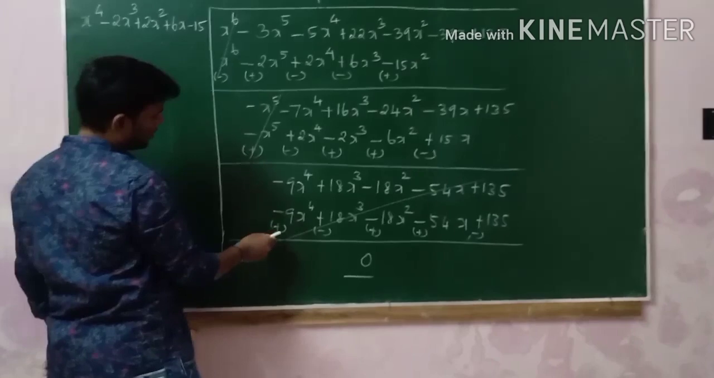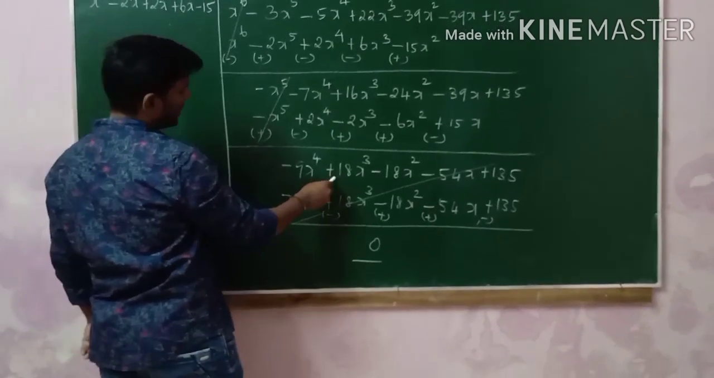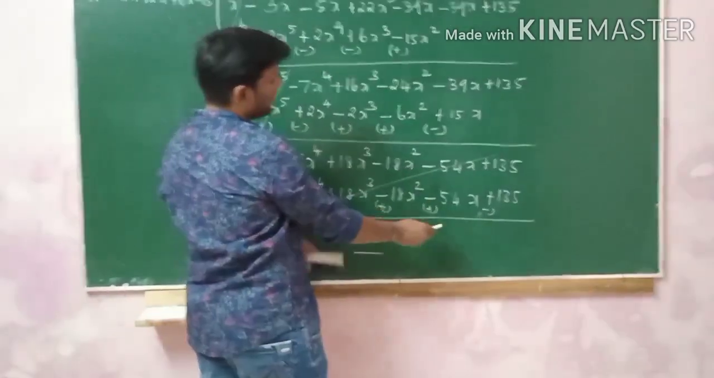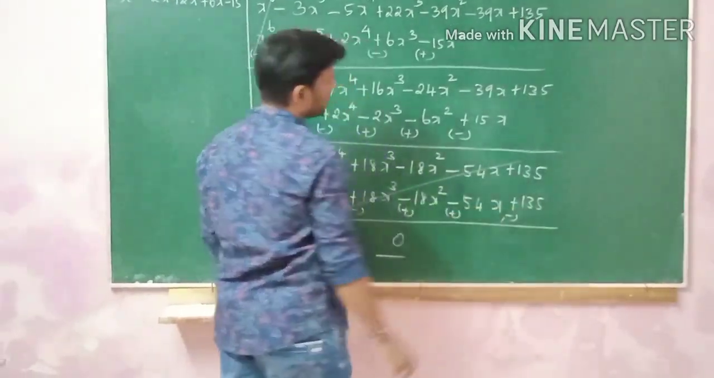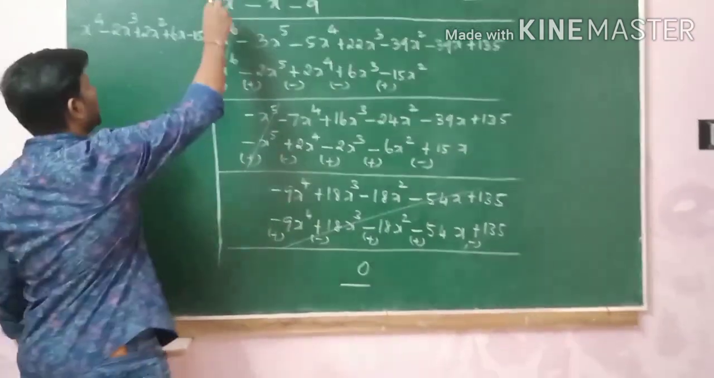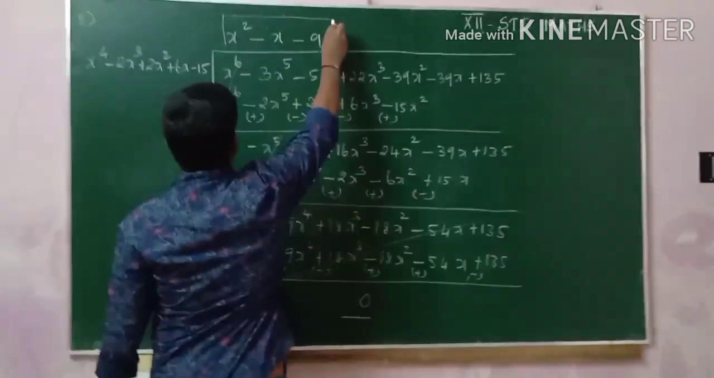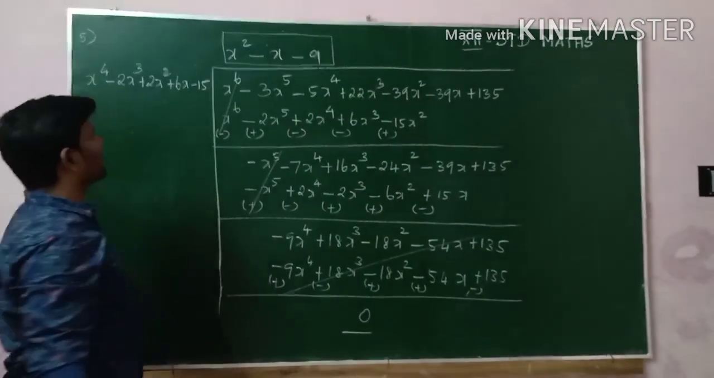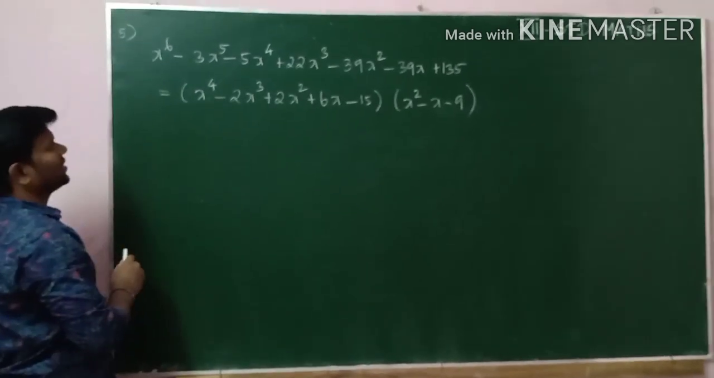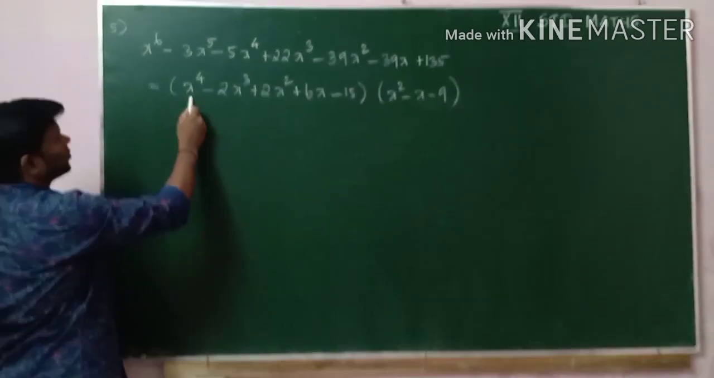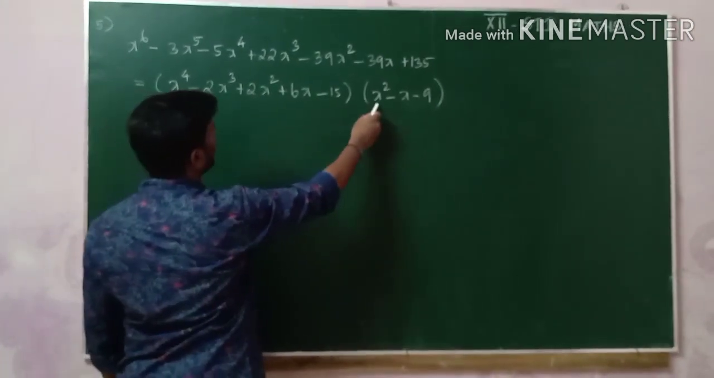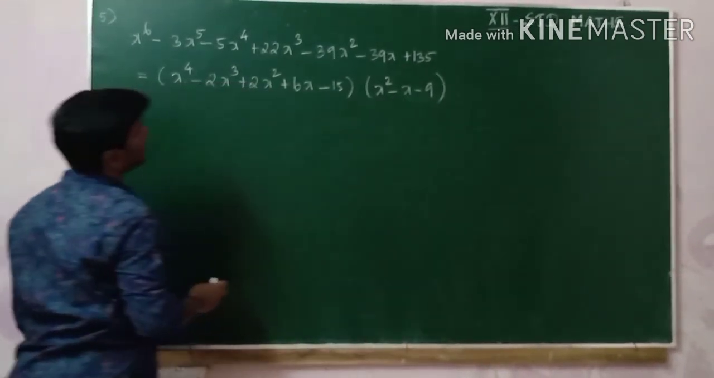See this: minus 9x power 4 plus 9x power 4, plus 18 minus 18, minus 18 plus 18, minus 54 plus 54, plus 135 minus 135. So the remainder is 0. So from this we got a quadratic equation, x square minus x minus 9. So the given polynomial equation of degree 6 we can write as x power 4 minus 2x cube plus 2x square plus 6x minus 15 into x square minus x minus 9.